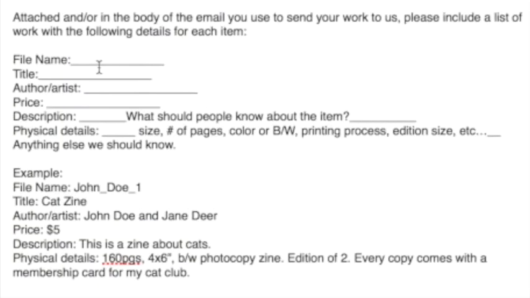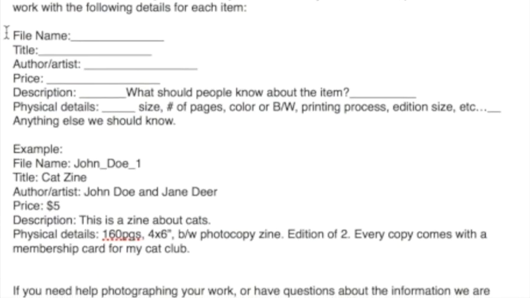Then, attached in another file and/or in the body of the email, both would maybe be the best, but one or the other is fine, we want you to create a list of the work that you've submitted. For each of those files, you will have a file name, the title of the work, the author or artist that made it, price, and description: what should people know about the item? That doesn't have to be very much. It can be really simple, very physical details.